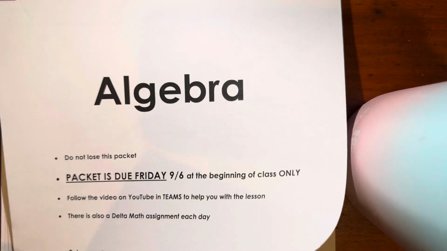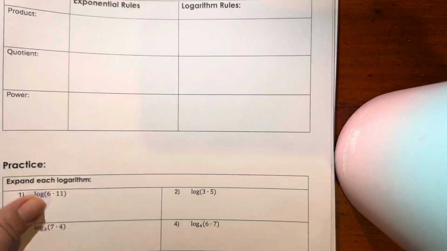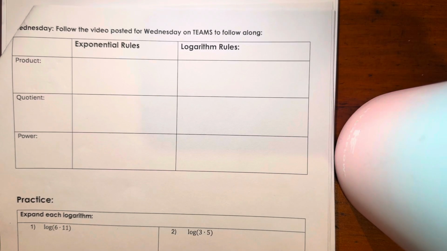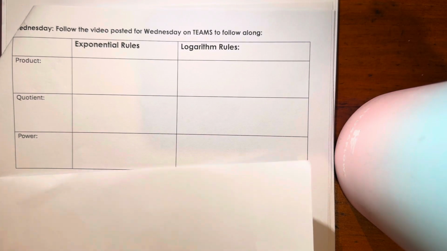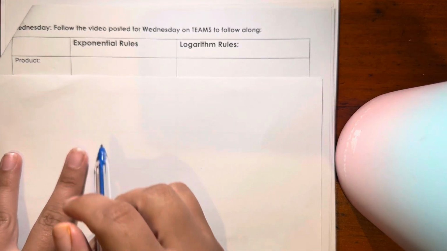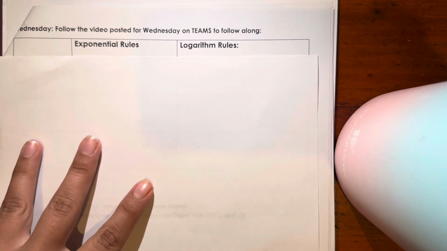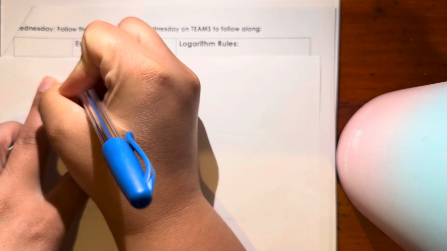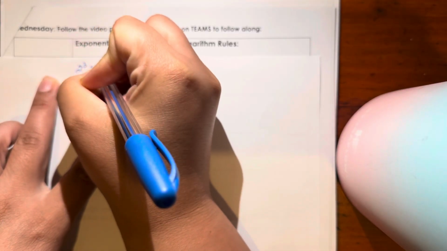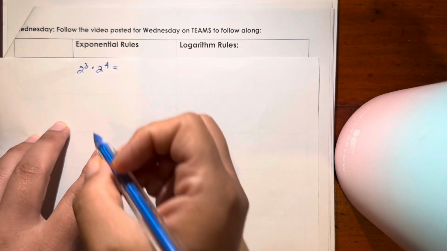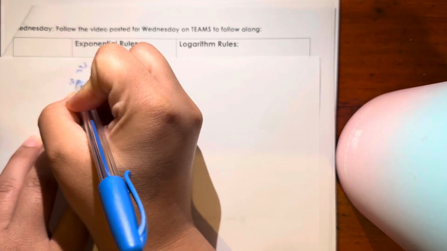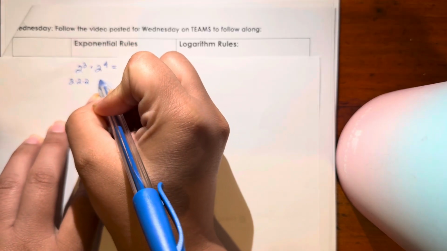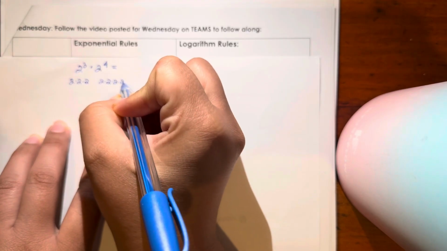Okay, so for Wednesday, we are going to be expanding logarithms. So I'm gonna talk really quickly about the rules. First, the exponential rule. I'm gonna talk about it on a separate sheet so you get an example. An exponential rule means if I tell you 2 to the third power times 2 to the fourth power, what's a simpler way to write that? 2 to the third power means 2 times 2 times 2, and 2 to the fourth means 2 times 2 times 2 times 2.